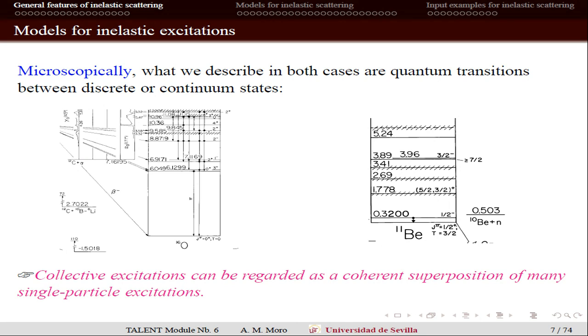Okay, this is our goal here: to develop a model or some models that allow us to get some information on the structure of these nuclei by measuring inelastic scattering, and to make the connection between what we measure in the reaction and the structure of these systems. This is our goal.